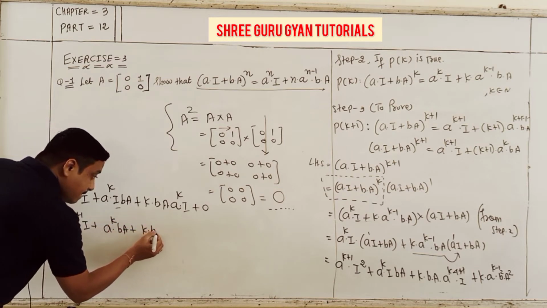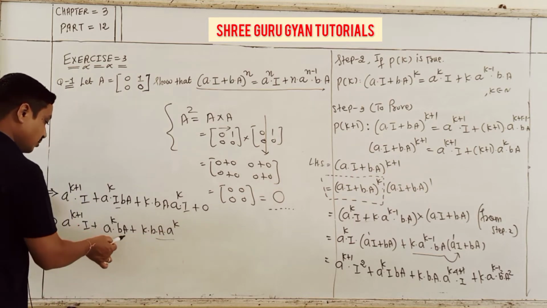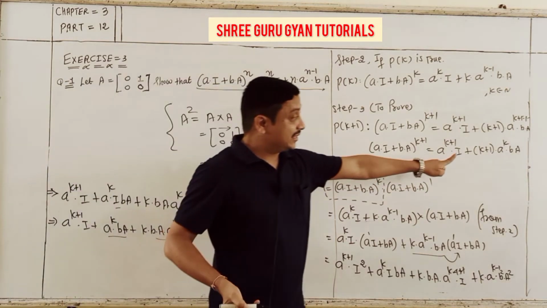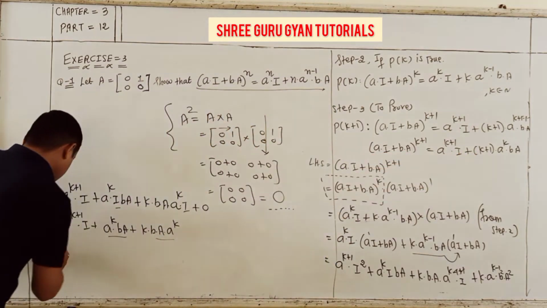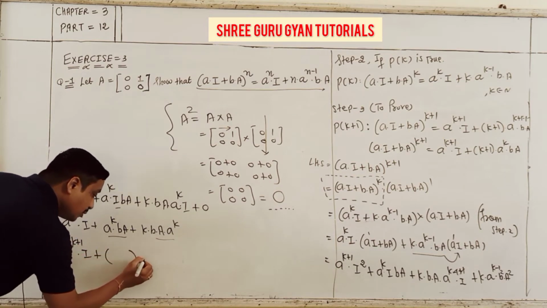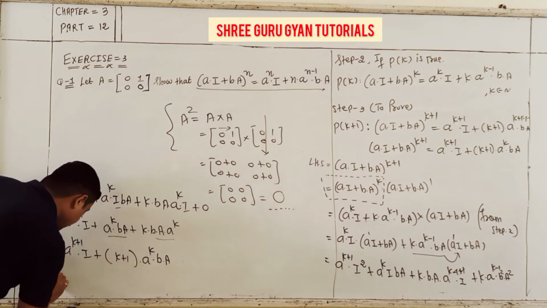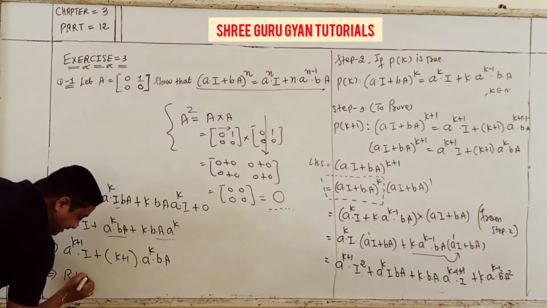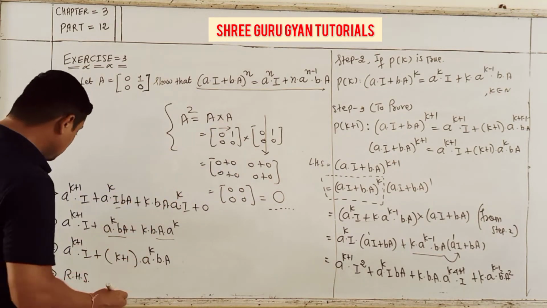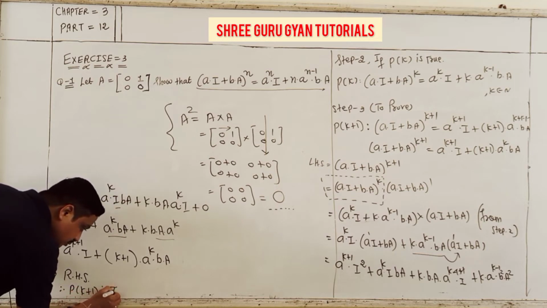Here k b a raised to k of I, and here students you will take common a raised to k b a, the other is k plus 1. So a raised to k plus 1 into I plus, taking common a raised to k b a, the other is k plus 1, and that is my purely RHS. Check that. Therefore P of k plus 1 is true.